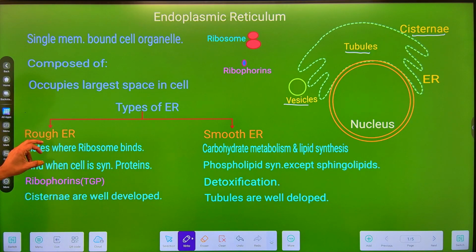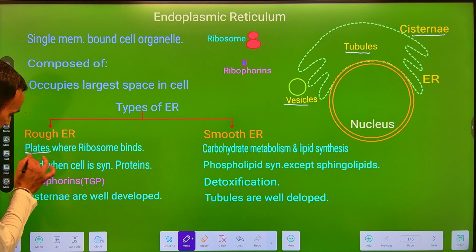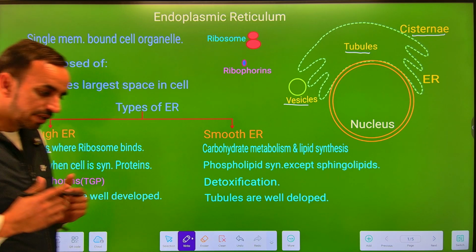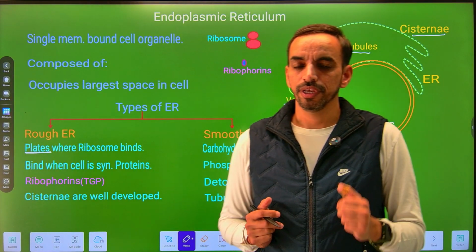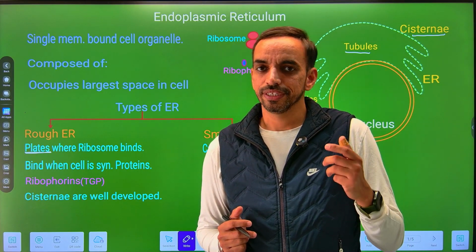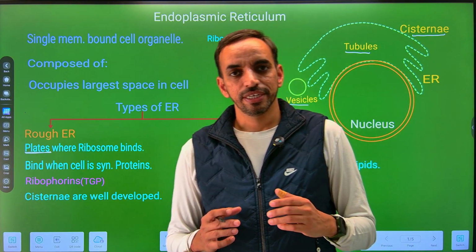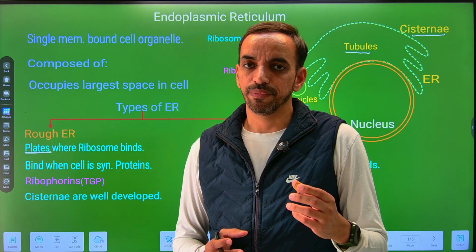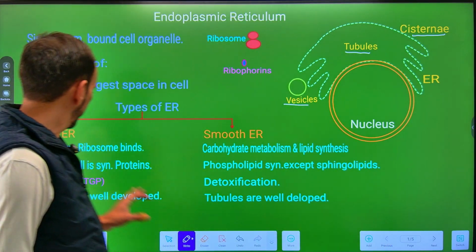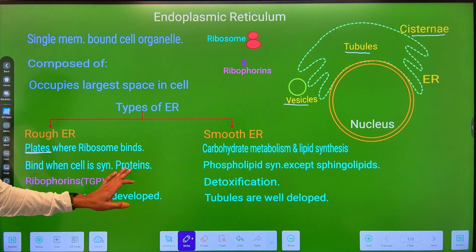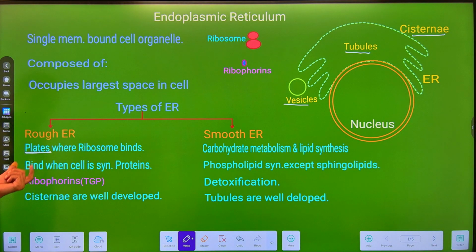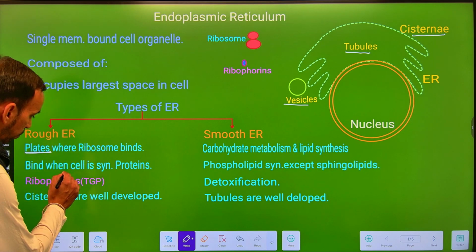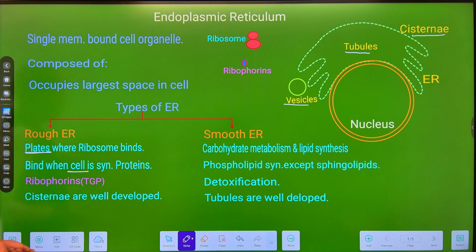Now if we talk about the rough endoplasmic reticulum, these are the plates where the ribosome binds. So the major function of the rough endoplasmic reticulum is protein synthesis. For this, there is a binding of ribosomes. So generally we can say that these are the plates where ribosomes bind. Now the ribosome binds to these plates only when the cell is synthesizing protein.